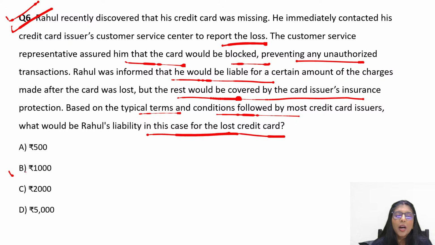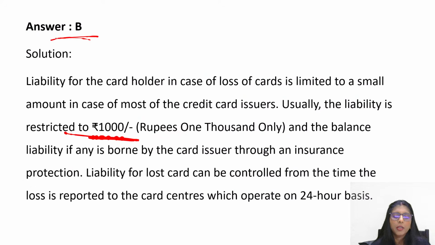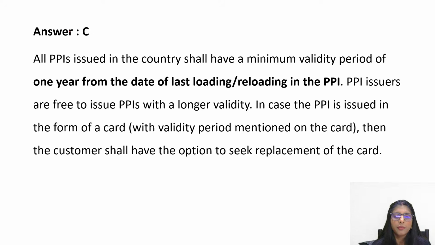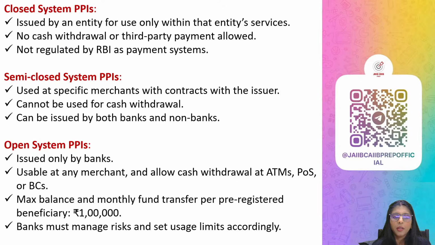The amount is 1,000 rupees in the case of loss of credit card. The rest will be paid by the insurance protection. Okay, option B, 1,000 rupees. According to Reserve Bank of India guidelines, the minimum validity period for all the prepaid payment instruments issued in India is 1 year. Option C. Closed system PPI, semi-closed system, open system PPI. I've already explained this to you.